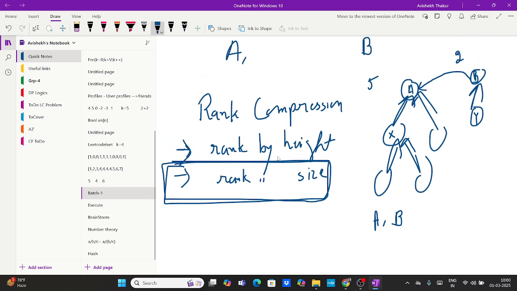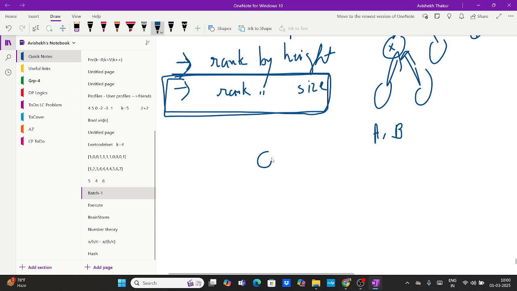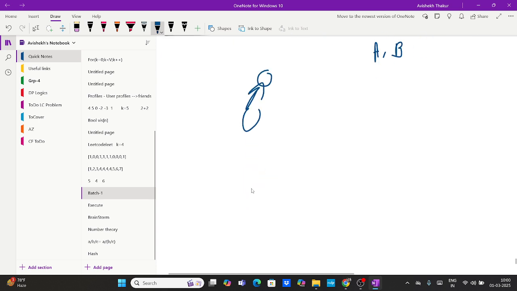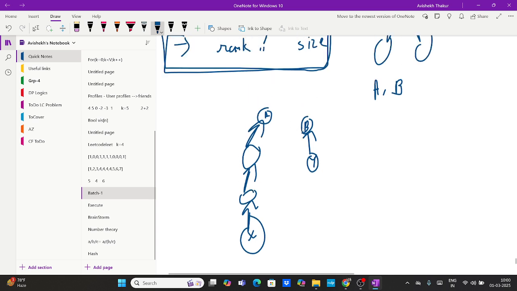Rank by height is nothing but whichever has the largest height. Let's say we have some tree, something like this. We merged something, and it formed some structure. Let's say we want to connect this and this, and A and B are again the representatives. So what do you guys think? Which one is better? Is it better to connect B to A or A to B?